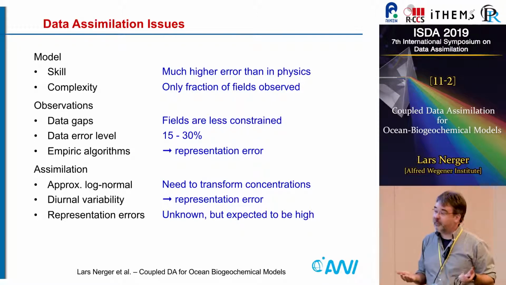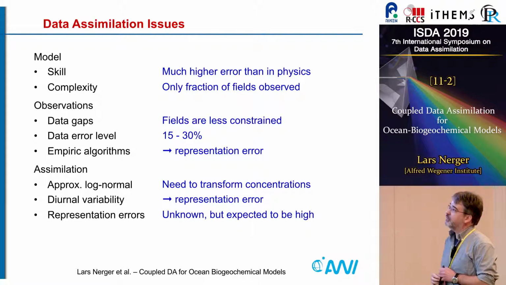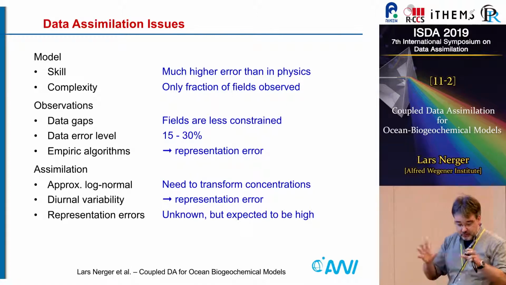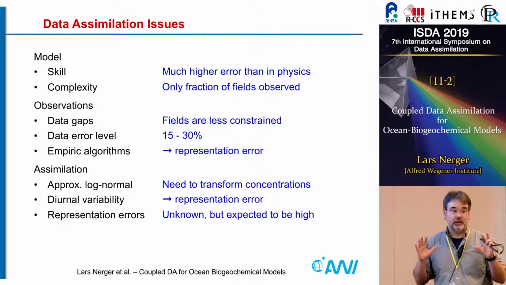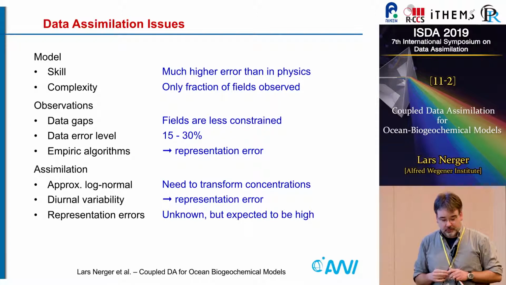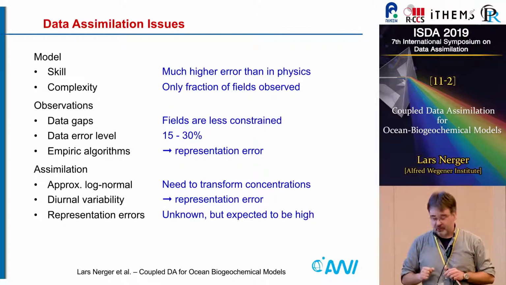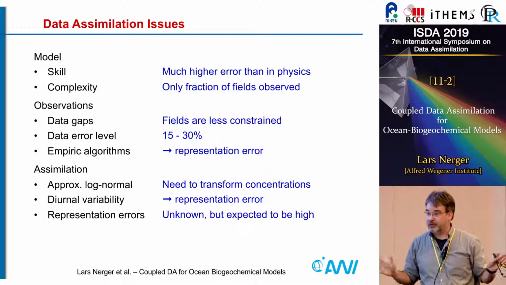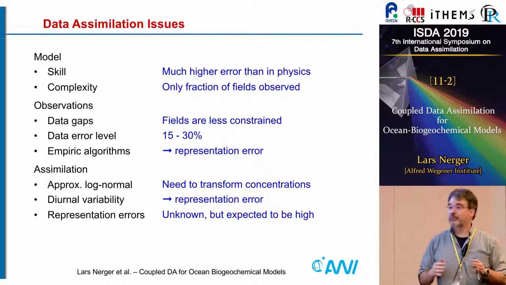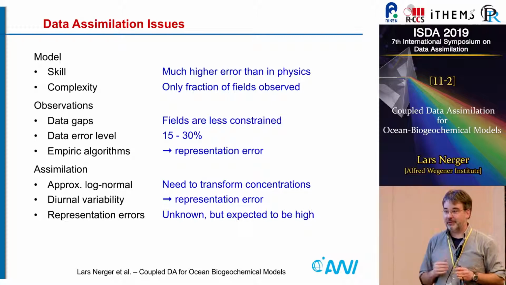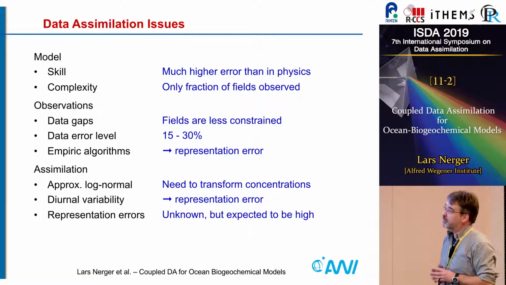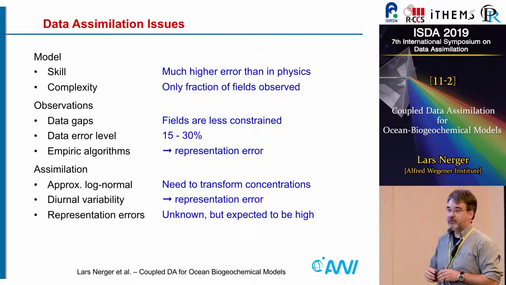On the observations, well, we have data gaps, so the fields are less constrained. We have rather high data error. It's an empirical algorithm, which we put partly into the representation error. For the assimilation, at least for chlorophyll, it's known that chlorophyll is approximately log-normally distributed. So we can take the logarithm of the concentrations and have a normal distribution. We can work with it. I'll show soon that this is not fully the case. We can have bad problems when we do this. The variability we put into the representation error.